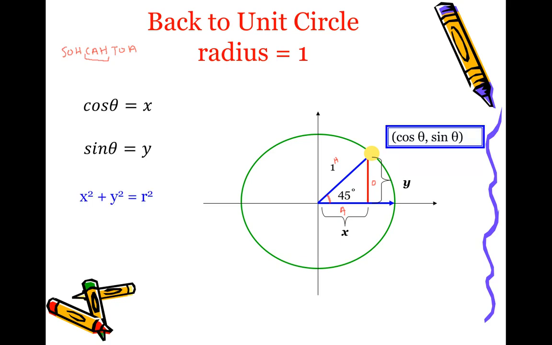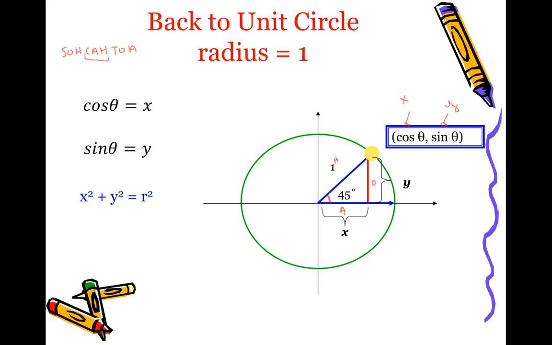So this coordinate point right here is really just cosine of theta, sine of theta, because we just said that cosine of theta is x and sine of theta is y. That's going to be true for any angle that I pick. If my hypotenuse is always 1, I'm always going to be going over x, up y, or left x, down y, any of that information. So it's always going to be a variation of cosine theta, sine theta.